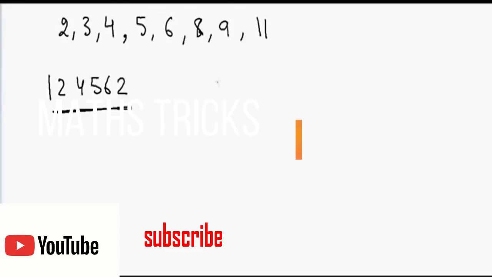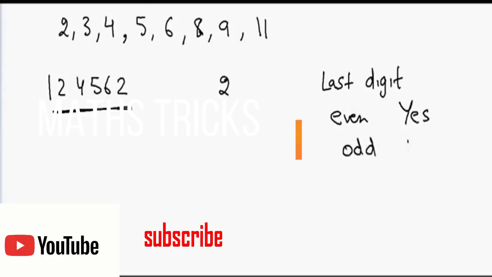So for this test, it is very easy. We have to look at the last digit, and if it's even, then yes, and if it's odd, then we'll say no. Here we can see that the last digit is 2, so it should be divisible by 2 because it's an even number at the end.